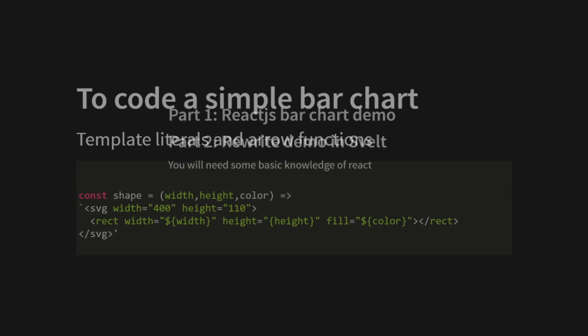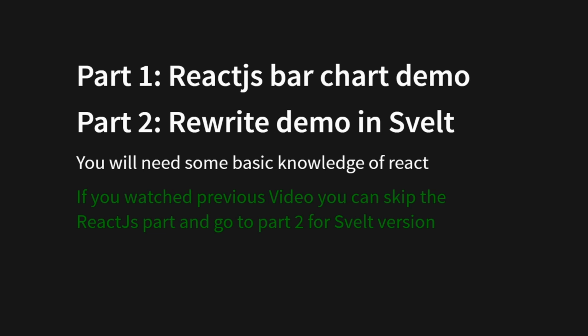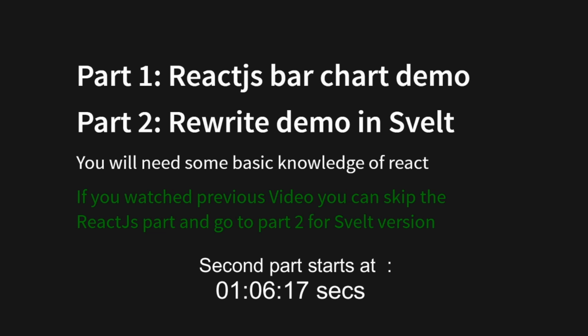This tutorial has two parts. In the first part, we're going to build a React JS bar chart demo. Second part, we're going to rewrite that demo in Svelte. You need some basic knowledge of React for this, but not necessarily for Svelte. If you see my previous video on how to create a bar chart in React JS, then you can skip the first part and go to the second part for the Svelte version.